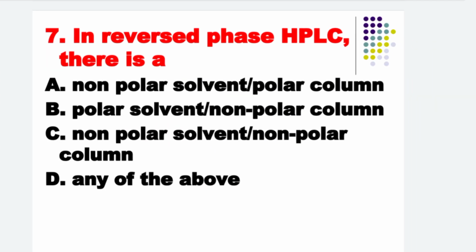Next is in reversed phase HPLC, there is a option A, non-polar solvent and polar column; option B, polar solvent and non-polar column; option C, non-polar solvent and non-polar column; and option D, any of the above. The answer is option B.